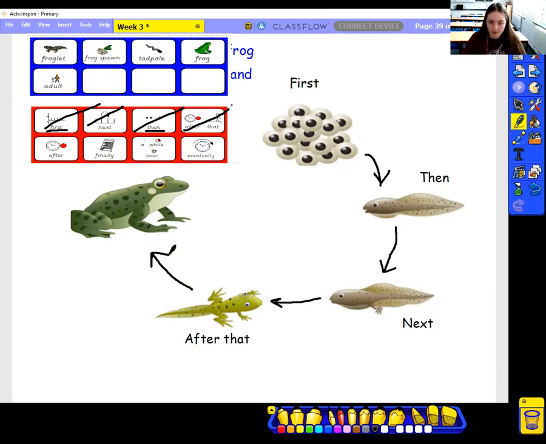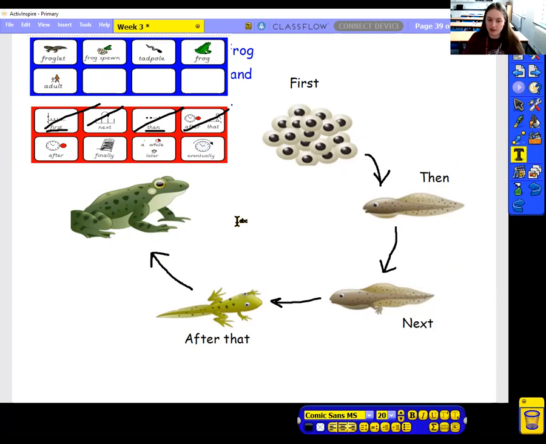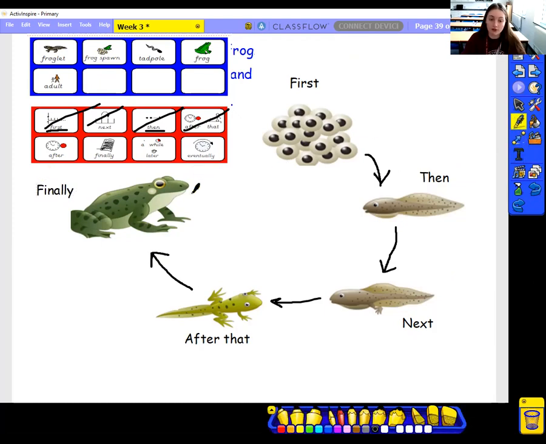What does it become in the end? Fantastic. In the end, it becomes a frog, or you could say, finally, it becomes a frog. And then the frog lays eggs and it starts all over again. So that is the cycle, the life cycle of a frog.